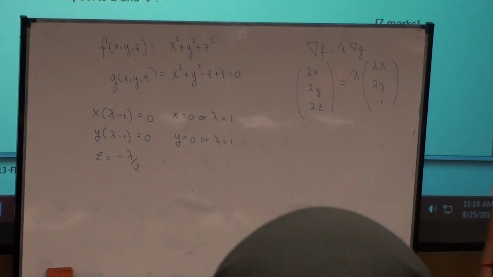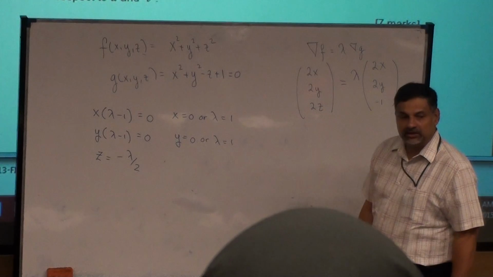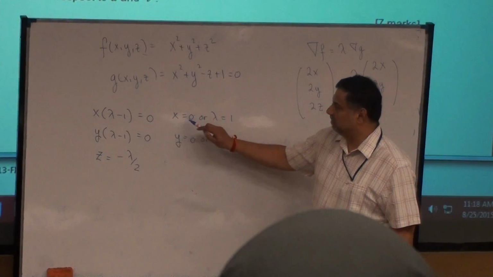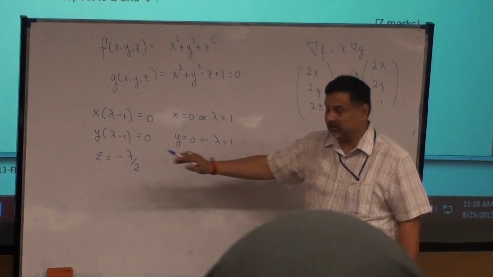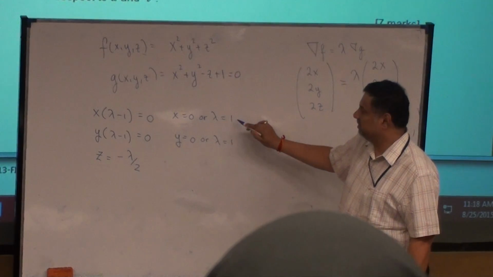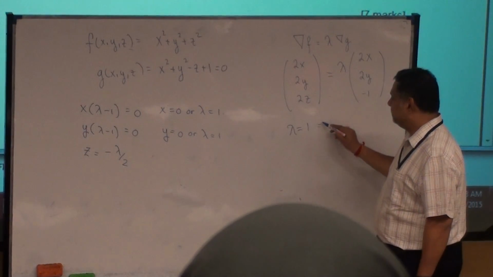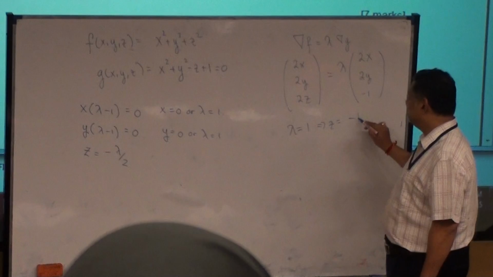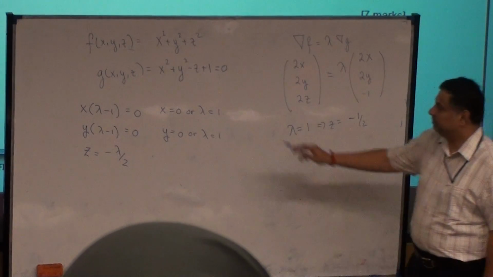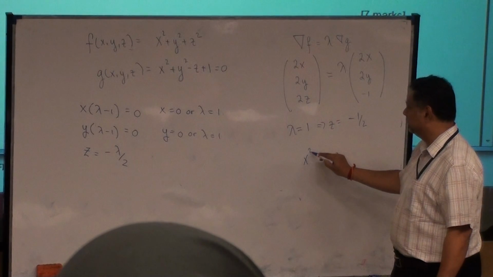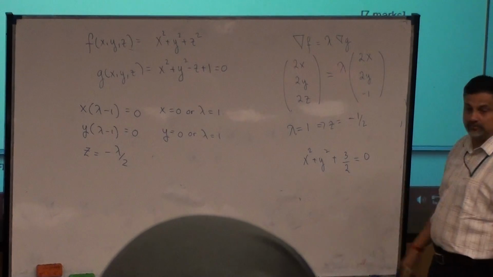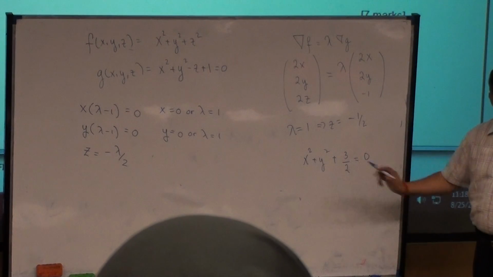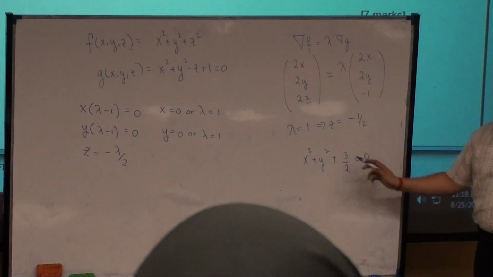Everyone okay? Right? So the first equation, let's take whether lambda equals 1 is a solution. You have to consider everything. So is lambda equals 1 a solution? Suppose we take lambda equals 1. In that case, your z will be equal to minus half. That means if you put it in the constraint, you are going to get x squared plus y squared plus 3 over 2 is equal to 0. Is there any solution for x and y?